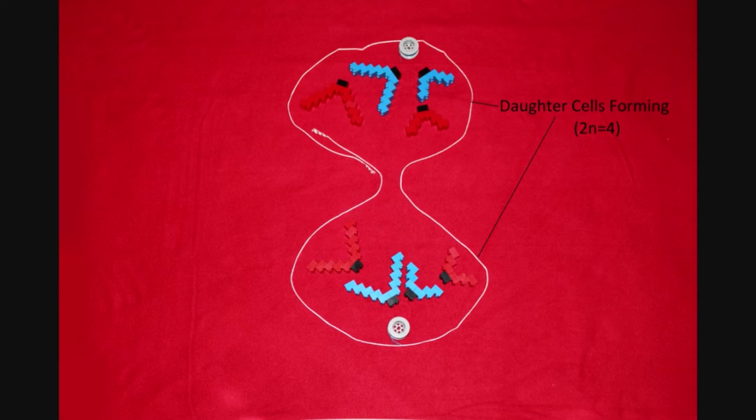The last stage is called telophase. This is when chromosomes reach the opposite poles of the cell. Also, spindle fibers dissolve and a nuclear membrane forms around each mass of chromatin. Also, the division of the cytoplasm occurs. This is called cytokinesis.